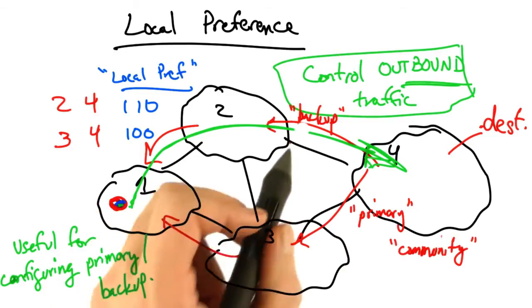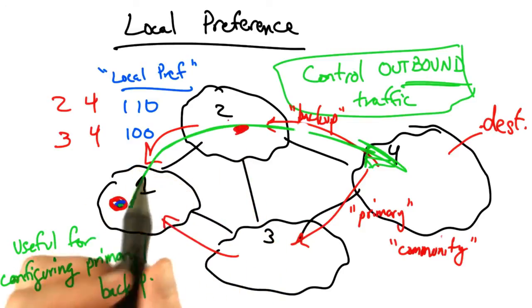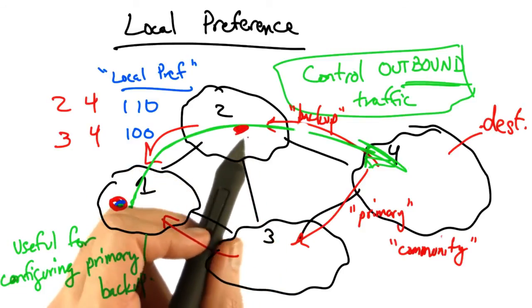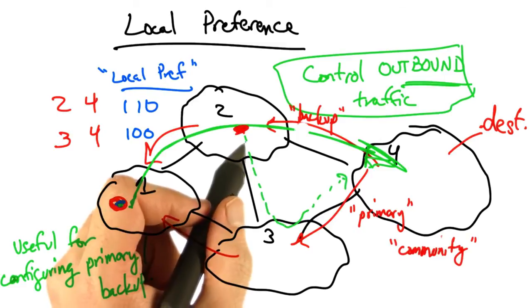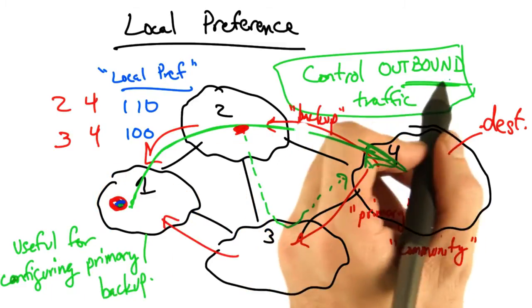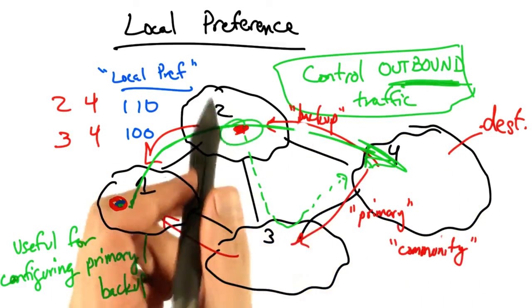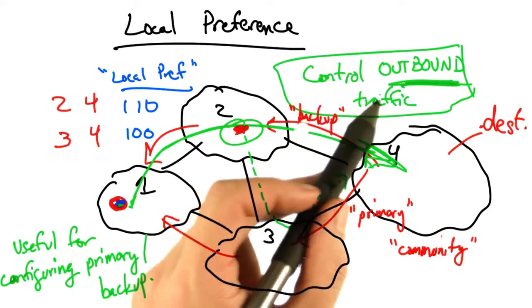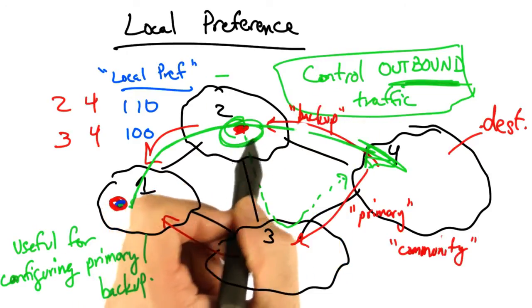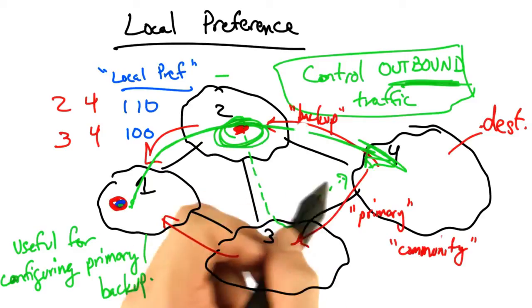The backup community value might cause a router in AS2 to adjust its local preference value, thus affecting how AS2's outbound traffic choices are made. So again, local preference is used to control outbound traffic, in this case AS2's outbound traffic decision.